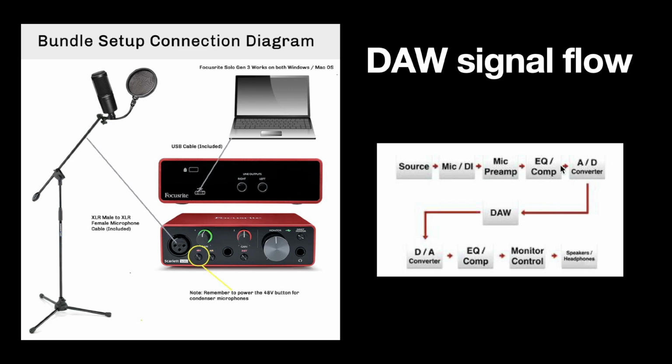So this step here, it has an A to D conversion. So before it can get to your computer, it has to go from this analog signal to a digital signal. And it's converted. It goes into your DAW. When you play back from your DAW, the digital signal is converted back to analog. So this is a bi-directional cable, this USB cable. And then your signal is going to come out of your headphone jack and your speaker outputs. And this knob adjusts the level. So that's DAW signal flow.